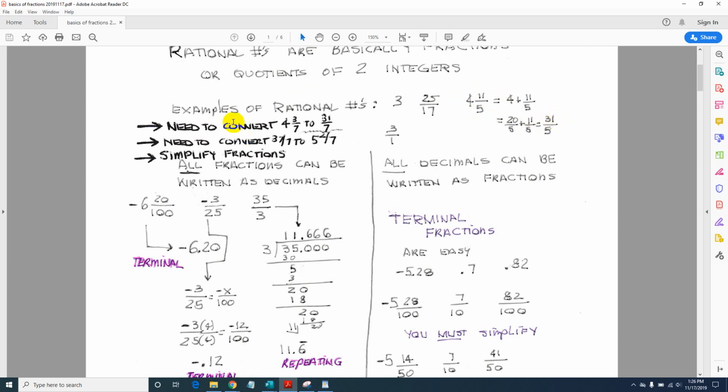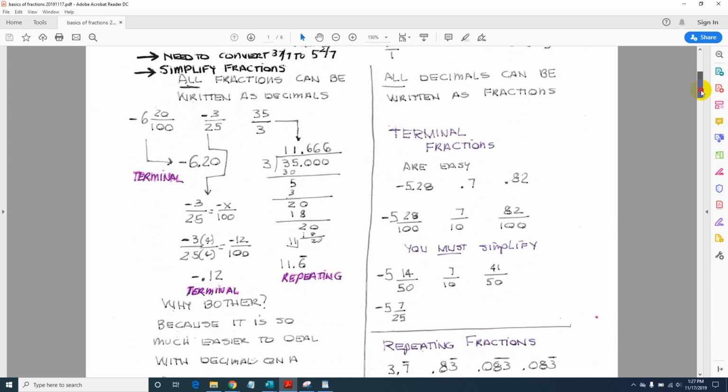Okay, now there are three things you basically have to be able to do with these fractions before we get into all this other stuff. You need to know how to convert mixed numbers to improper fractions. In other words, numbers that look like that to numbers that look like that. You need to convert the other way, to go from improper fractions to mixed numbers, and you have to know how to simplify fractions. So let's do those three first.